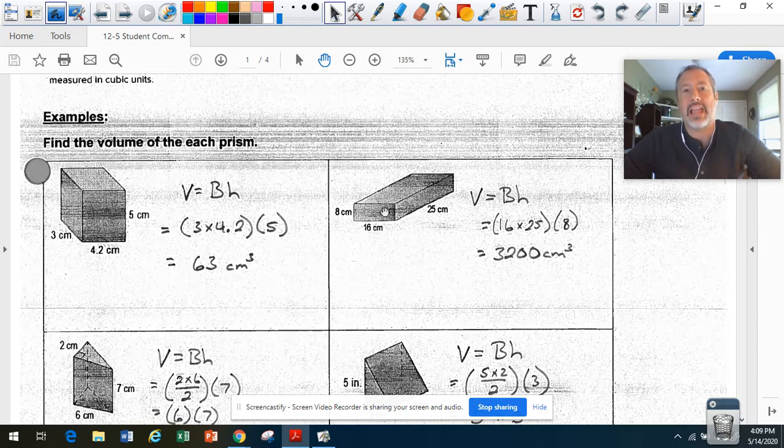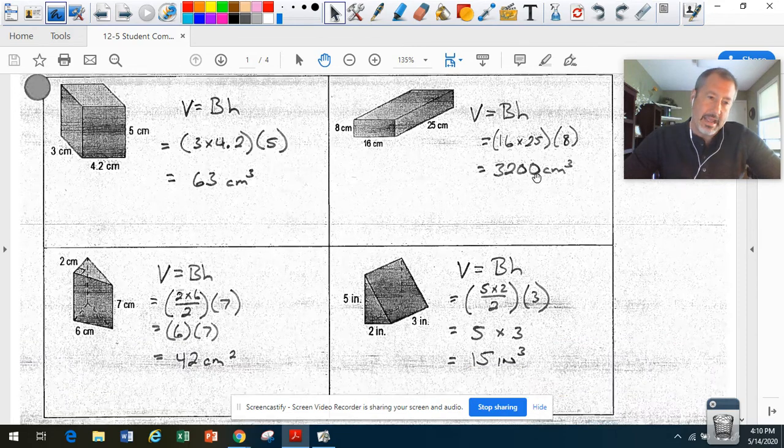Okay, same here. Here's a rectangular prism also. Yes, we can go V equals big B times H and say, okay, the base is going to be 16 times 25. Do 16 times 25, and then multiply that times the height, which is 8. Or we can just do length times width times height. So we can do 8 times 16 times 25, exactly what we have here, which equals 3,200 centimeters cubed.